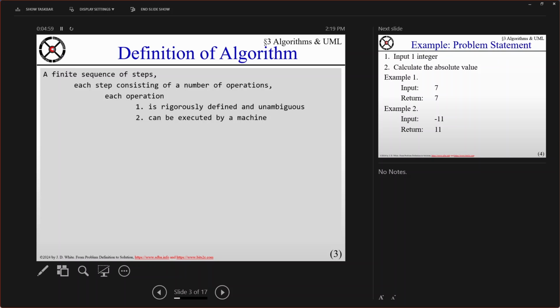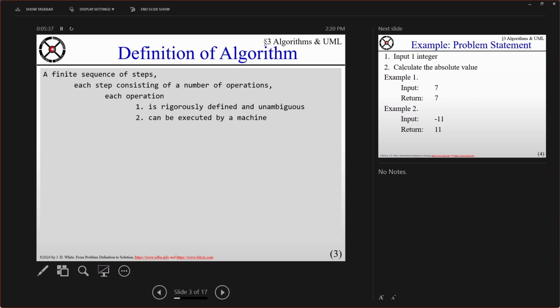Okay. The definition of an algorithm is a finite sequence of steps. In other words, there has to be some stopping condition. It can't go on forever. So a finite sequence of steps means it has to stop at some time. Each step consists of a few operations. Okay? And each operation must be rigorously defined and unambiguous. In other words, it's got to be very clear. There can't be two ways of interpreting it. There can only be one way to interpret each step.